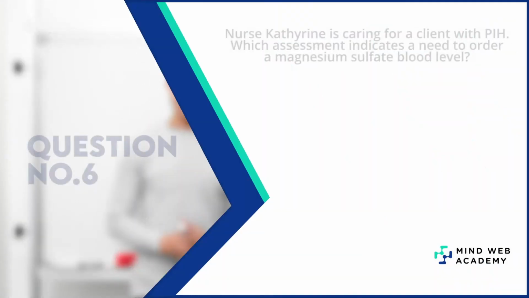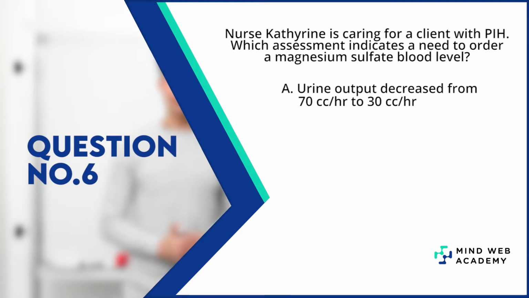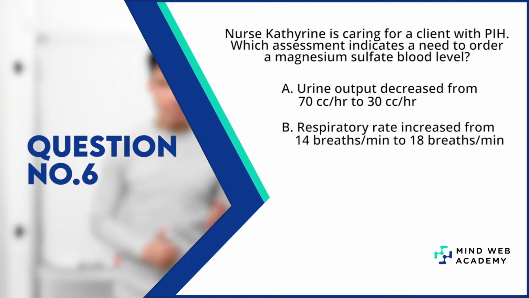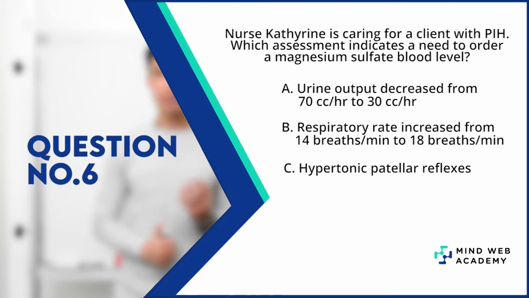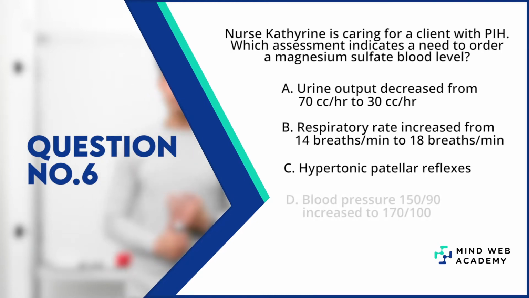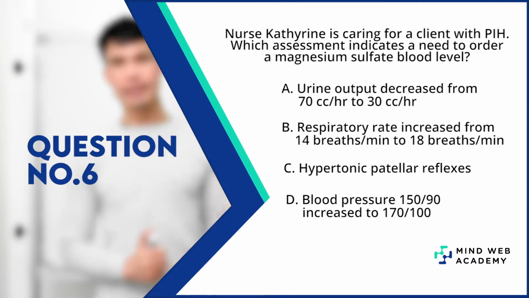Nurse Catherine is caring for a client with pregnancy-induced hypertension. Which assessment indicates a need to order a magnesium sulfate blood level? Letter A, a urine output decrease from 70 cc per hour to 30 cc per hour. Letter B, respiratory rate from 14 to 18. Letter C, hypertonic patellar reflexes. Letter D, blood pressure from 150 over 90 to 170 over 100.